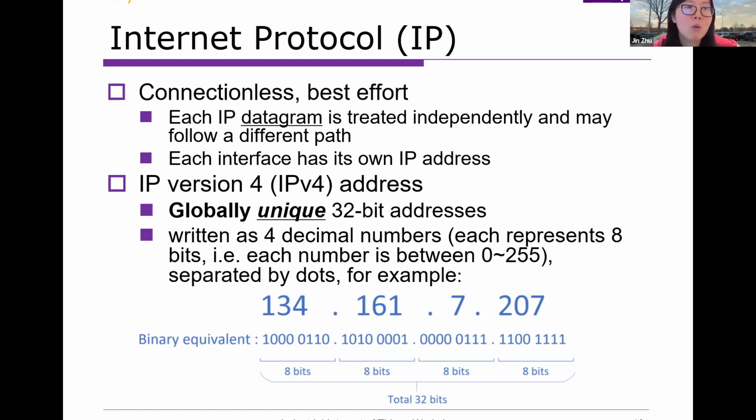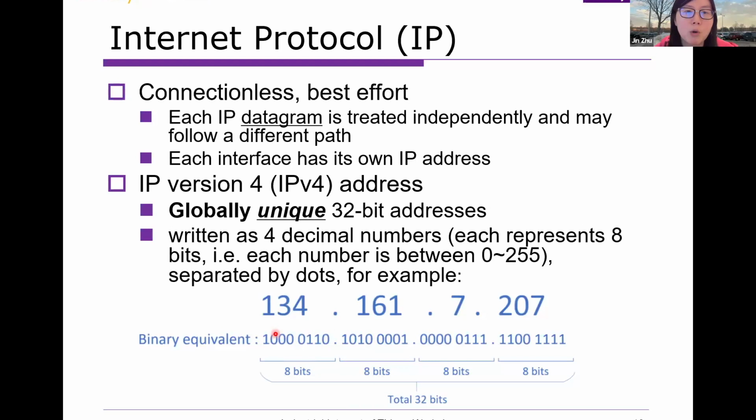Within the IP protocol, one really important thing is the IP address, which we use all the time. The IP address is the global network address used to communicate among different hosts, different devices. So it has to be globally unique, and 32 bits. IP version 4 has a total of 32 bits of address, typically written as 4 decimal numbers separated by dots.